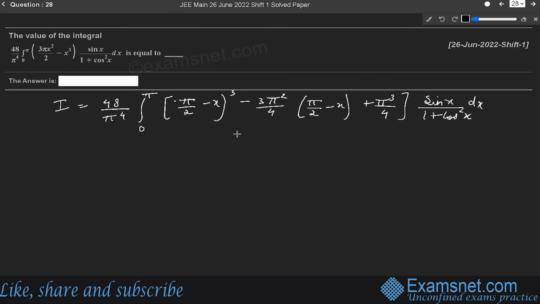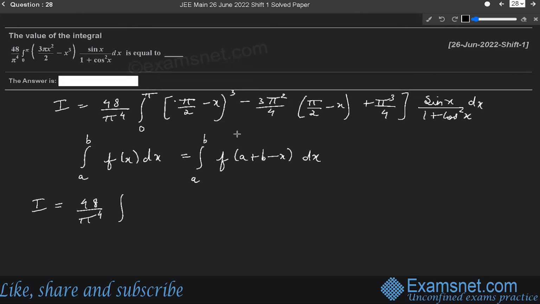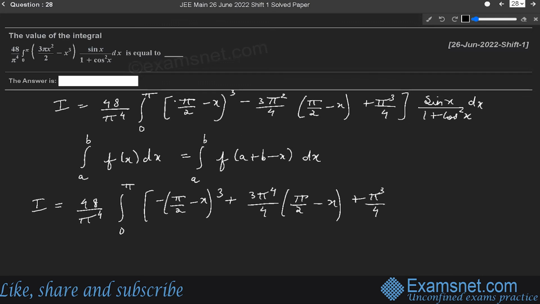Now, using the formula which is the integral of a to b f(x) dx is equal to the integral of a to b f(a + b − x) dx, we can say that I will be equal to 48/π⁴ ∫ from 0 to π of [−(π/2 − x)³ + (3π²/4)(π/2 − x) + π³/4].